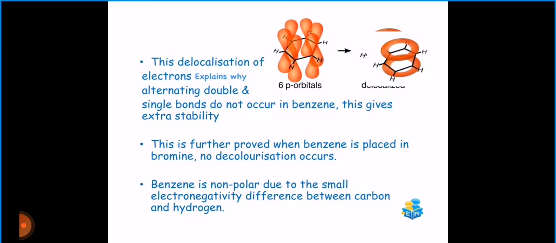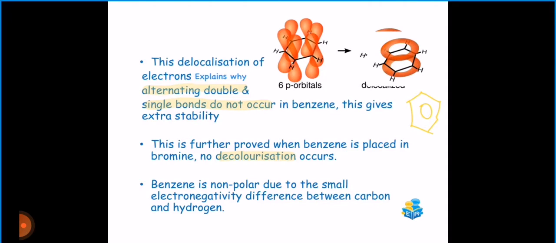So in benzene then, the delocalization of the electrons explains why the alternating double and single bonds do not occur. And this delocalization actually gives extra stability. And this is further proved when benzene is placed in bromine, no decolorization occurs. So that means there is no double bond present. Instead, we have our delocalized electrons forming our electron clouds above and below the plane, which is represented in benzene simply by a ring like I've just drawn.